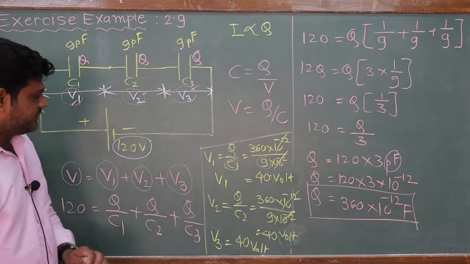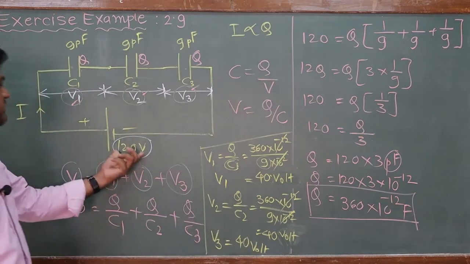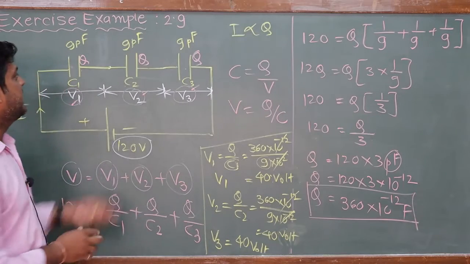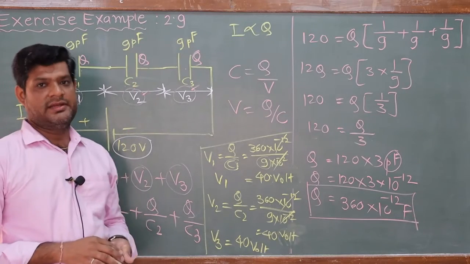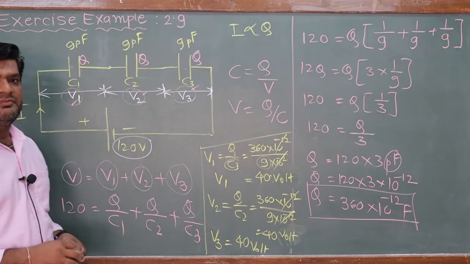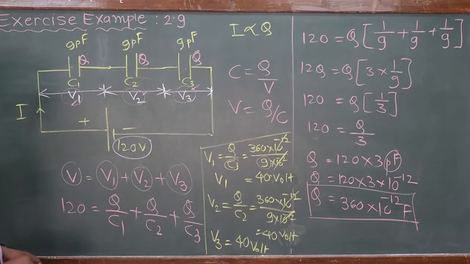If you take the addition, V1 plus V2 plus V3, 40 plus 40 plus 40, 120. So it is 120, right? So in this way, we have completed the example number 2.9. See the next example, 2.10. You just pause the video and copy down this numerical.